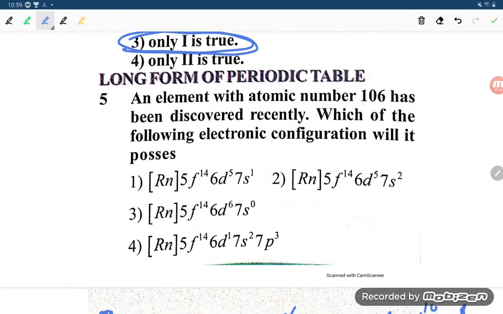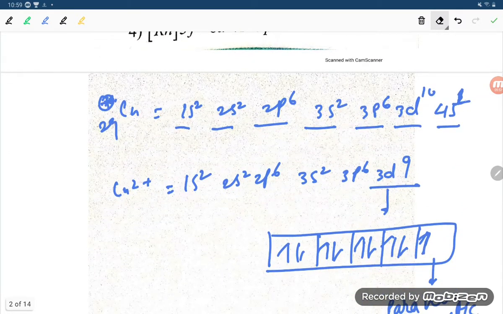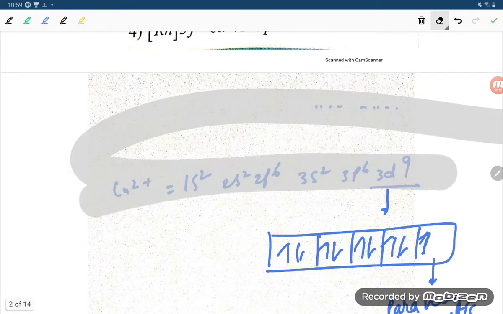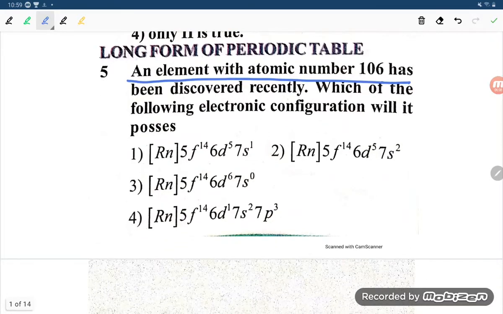Next one. In the long form periodic table, an element with atomic number 106 has been discovered recently. Which of the following electronic configurations will it possess? Very nice question, student. How can you solve this kind of question? So 106 is a newly discovered element. They are asking what would be the electronic configuration. So for 106, we know element 112.